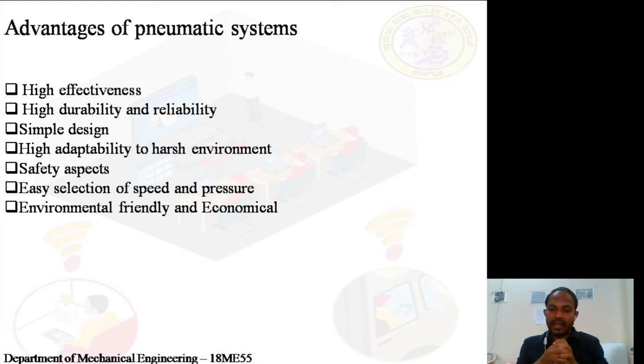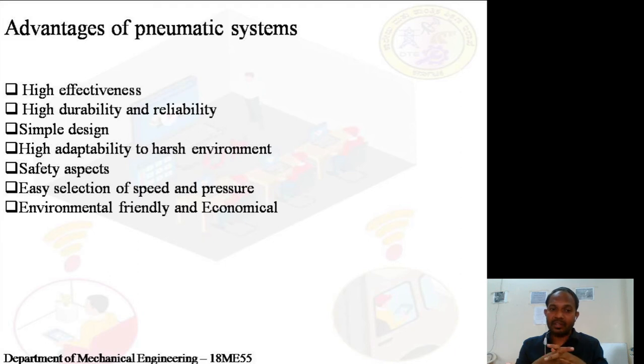When we use hydraulic systems, the properties of hydraulic oils will be affected due to the surrounding or extremity conditions, whereas here it is not much. Safety aspects are more, because it is not combustible, it's just air. There are no petroleum based oils or petroleum based gases, nothing, it is just air. So safety aspects are more, it is not hazardous, obviously.